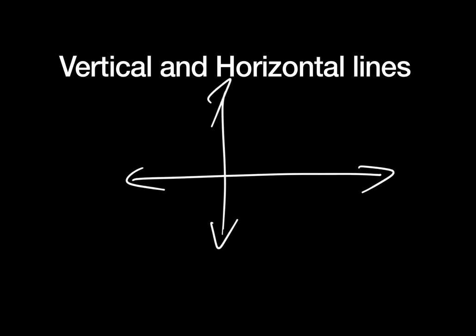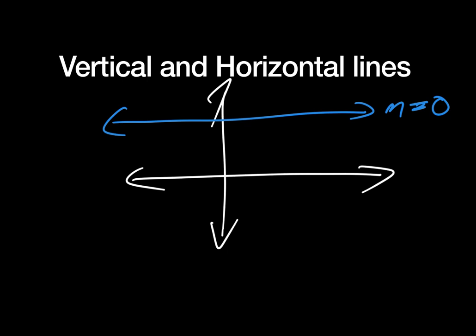Vertical and horizontal lines. This could be refresher, maybe it's not. If I have a horizontal line, think but don't answer. Does anybody know what the slope of a horizontal line is? So since a going up line has positive slope and a going down line has negative slope, if it's neither going up nor going down, it's 0 because 0 is the number that's in between positive and negative.